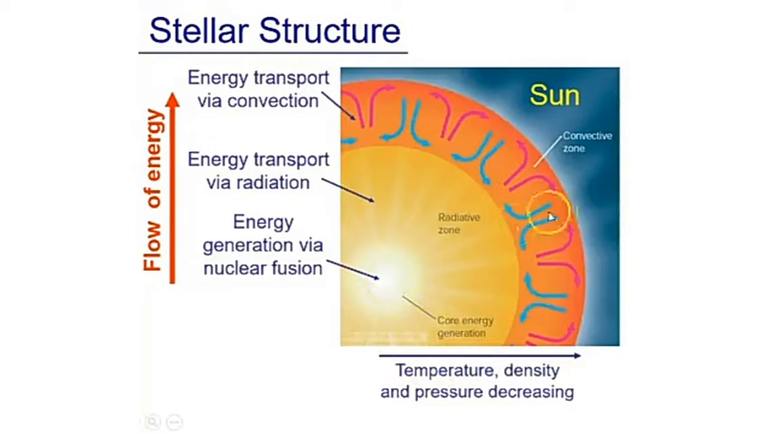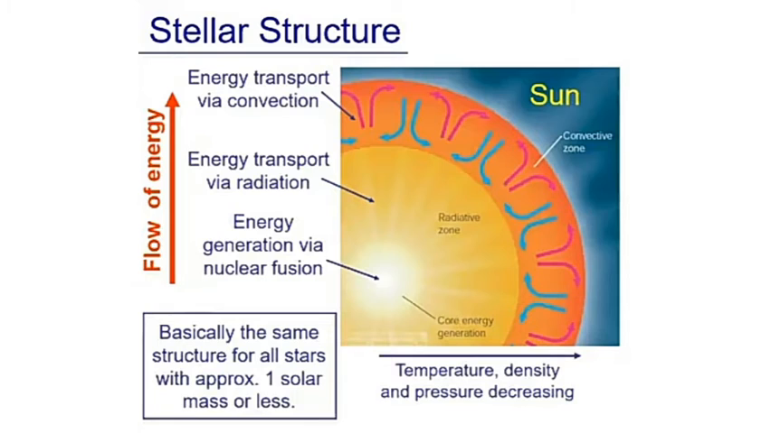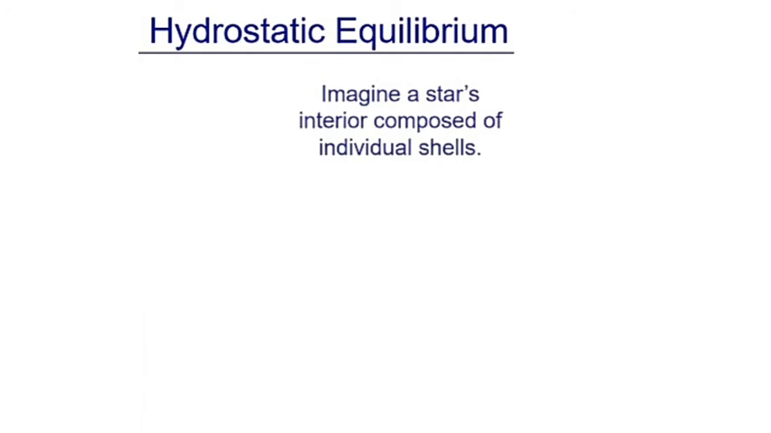Okay, as you go from the core outward, the temperature, the density, and the pressure are getting lower. The temperature here is really high, and the density here is extremely high. As you get further and further out, there is less pressure, of course, with the temperature lower. So any stars that are approximately one solar mass or less, which is a good majority of the stars we see, have the same structure and follow the same energy transport.